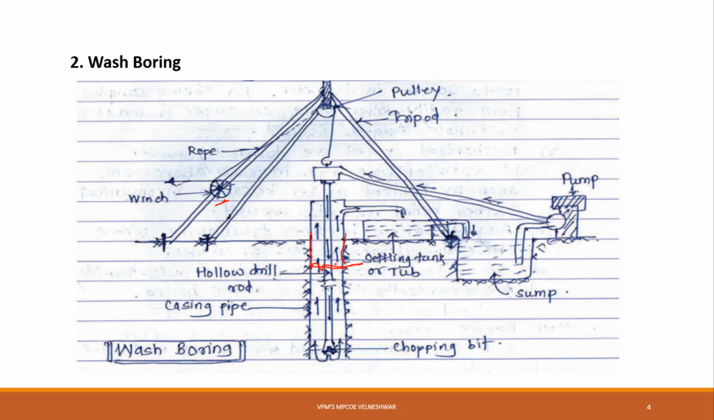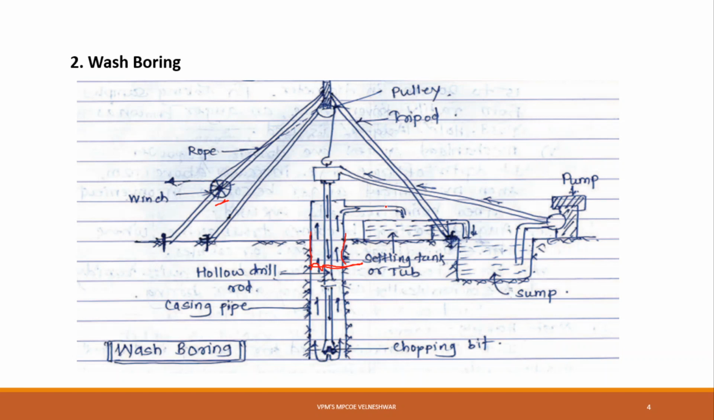Now, hand operated auger methods are generally used to initiate this hole, and after that we provide the chopping bit, and the slurry with soil is floated in this pipe, and that will come up here.